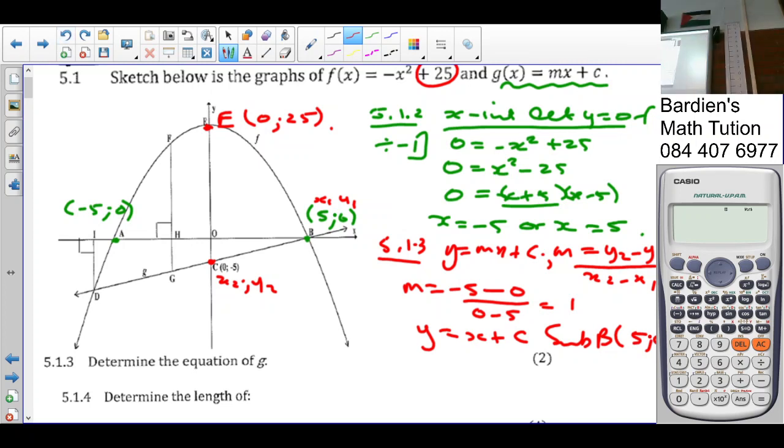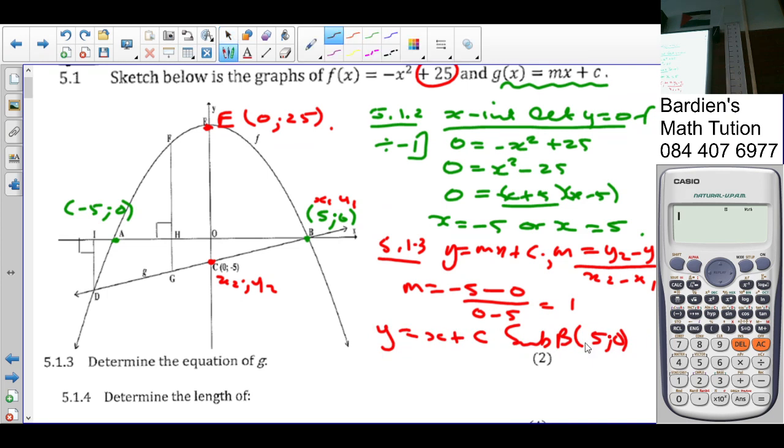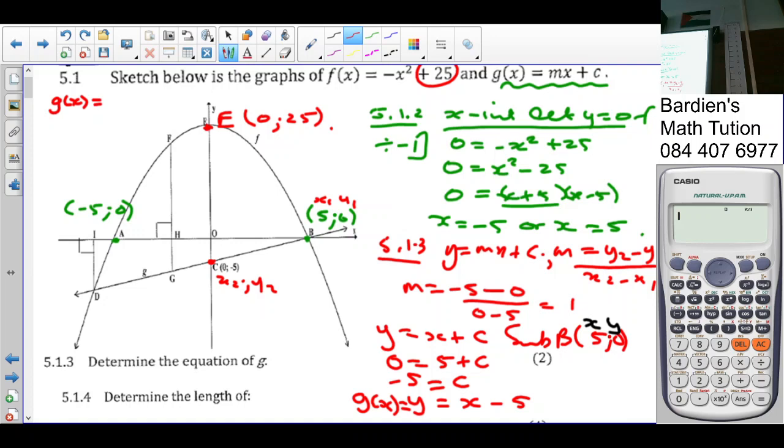Okay. So again, that's an x and a y. So 0 is equal to 5 plus c, so c is minus 5, which confirms what I said earlier on. So y is equal to x minus 5. And that's the equation of g of x. So I'm going to write it here. g of x is equal to x minus 5. Any confusion there? No? It's fairly simple.